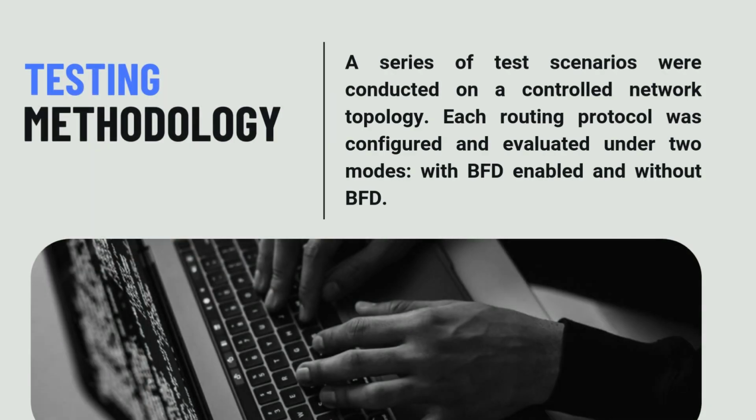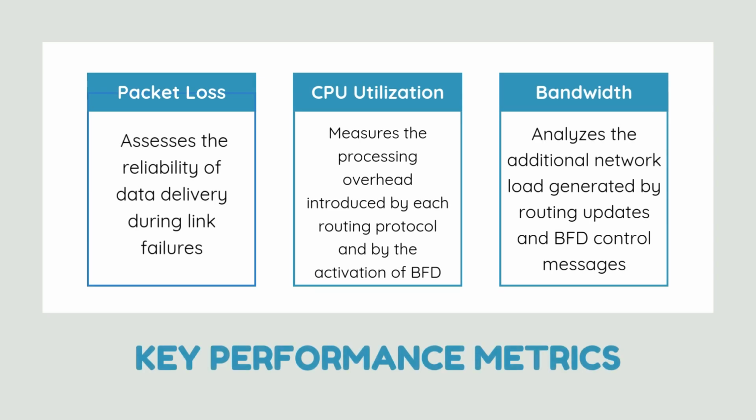Testing methodology. A series of test scenarios were conducted on a controlled network topology. Each routing protocol was configured and evaluated under two modes, with BFD enabled and without BFD. Key performance metrics. Packet loss assesses the reliability of data delivery during link failures. CPU utilization measures the processing overhead introduced by each routing protocol and by the activation of BFD. Bandwidth consumption analyzes the additional network load generated by routing updates and BFD control messages.